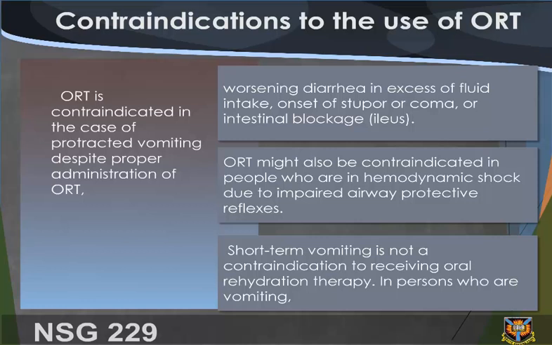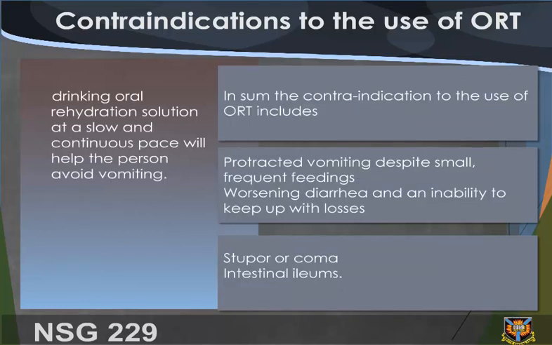Short-term vomiting is not a contraindication to receiving oral rehydration therapy. In persons who are vomiting, drinking oral rehydration solution at a slow and continuous pace will help the person avoid vomiting. In some, the contraindication to the use of ORT includes protracted vomiting despite small, frequent feedings, worsening diarrhea, and an inability to keep up with losses. Stupor or coma, intestinal ileus.